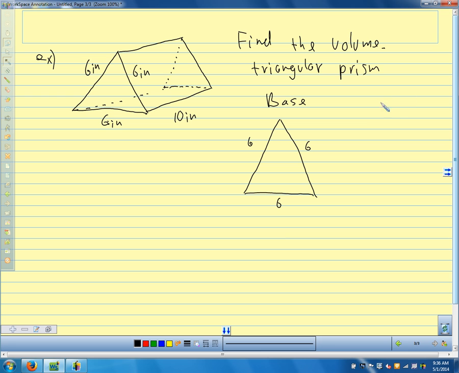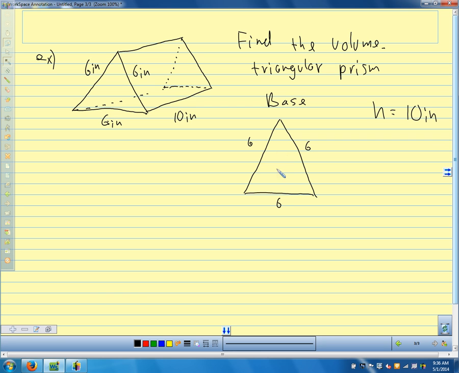And let's start our little list over here. What is the height of the prism? 10 inches. So we need that to plug into our formula. We need the area of the base. How do we find the area of this triangle? Base times height divided by 2.